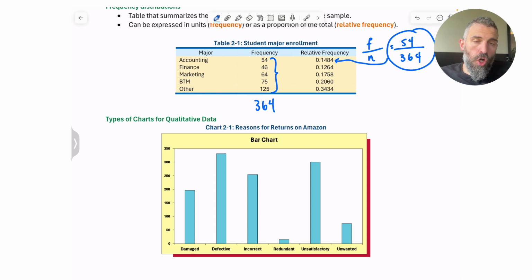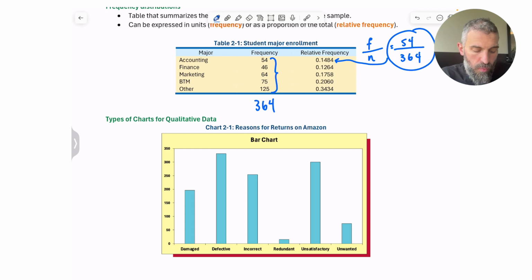Now, as far as the charts that are most commonly used for qualitative data, we have the bar chart. So a bar chart is simply a chart. It could be vertical or horizontal, where the height, if we're talking vertical, represents the frequency. So the taller the bar, the higher the frequency. The order here doesn't really matter, right?